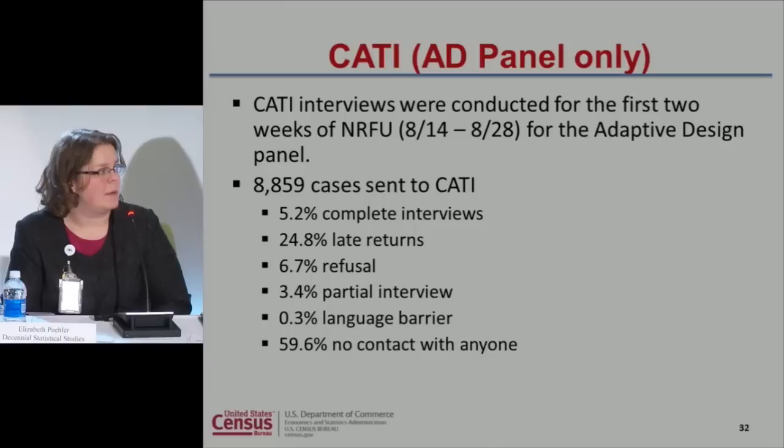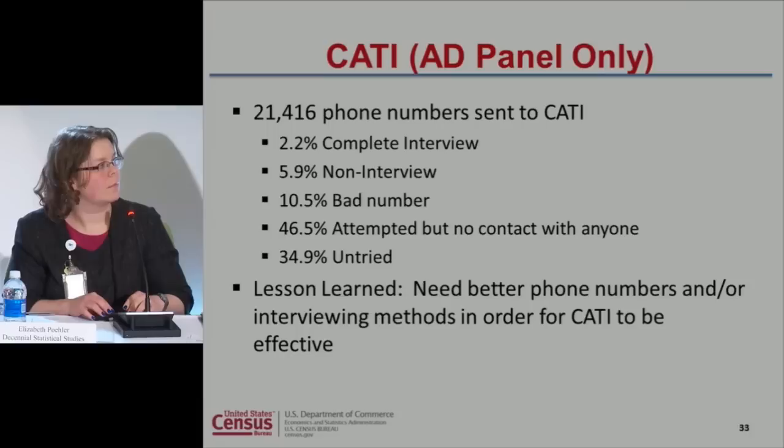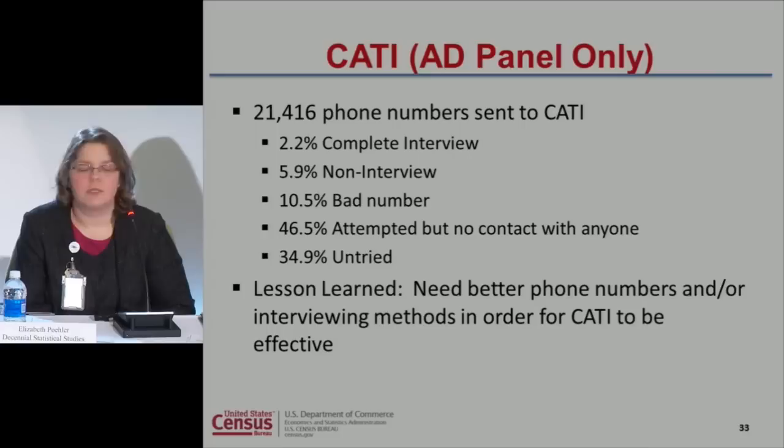6.7% ended up being refusals, 3.4% were partial interviews, 0.3% were language barriers, and just under 60% we had no contact with anyone. Among those 8,859 cases we sent to CADI, there were 21,416 phone numbers. That is, there was more than one phone number provided for most of the cases.